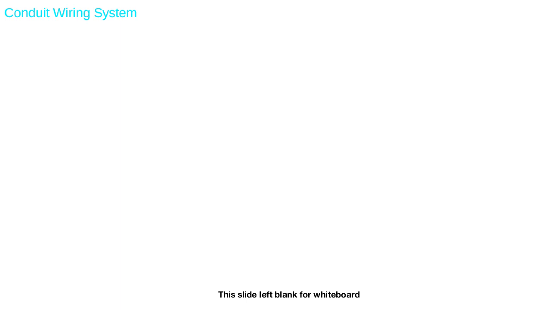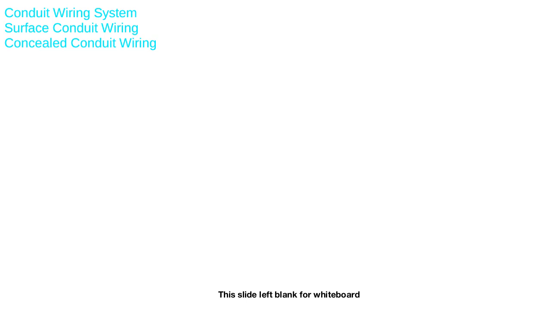So under conduit wiring, you can categorize them into two types of conduit wiring system. This depends on how you lay your conduits. One is the surface conduit wiring, or the concealed conduit wiring.